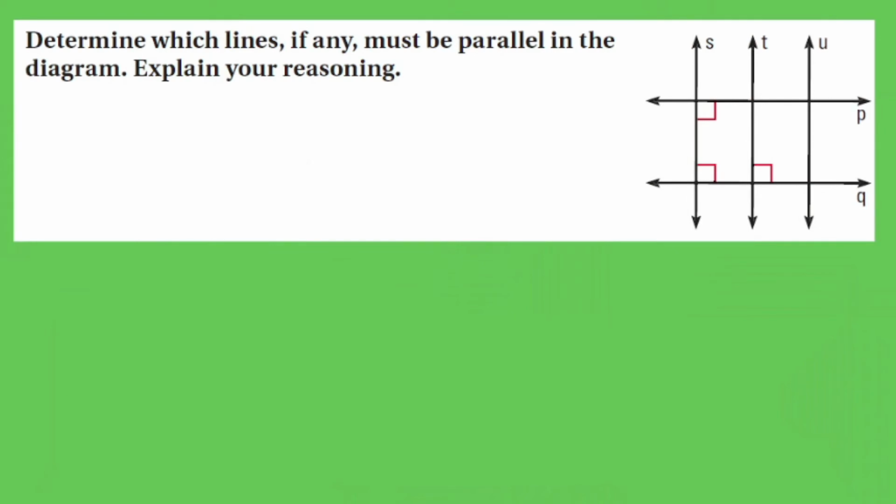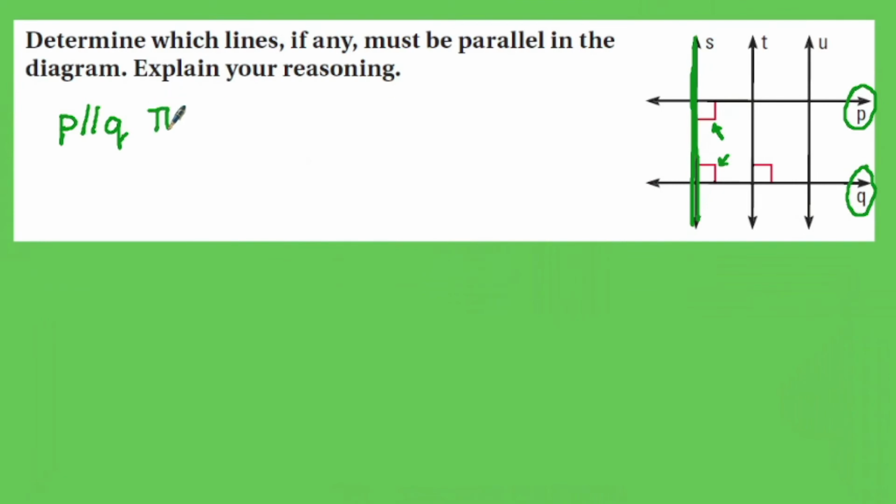Determine which lines must be parallel in this diagram and explain your reasoning. So I actually see a bunch that look parallel, but we have to think about what we can actually verify are parallel lines. The first one I think would be parallel. I think I could say that lines P and Q are parallel. And the reason I'm thinking that is because I'm seeing these 2 90-degree angles right here, right? Do you remember that theorem that says if P and Q are both perpendicular to the same line, then they're parallel to one another? That's the one I'm thinking. So I would say that P is parallel to Q.